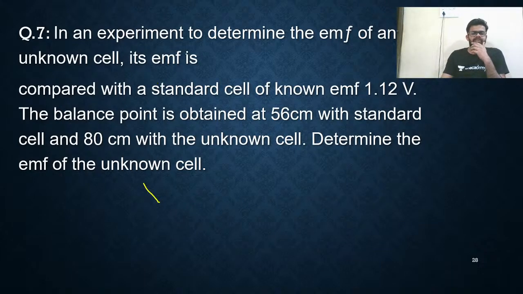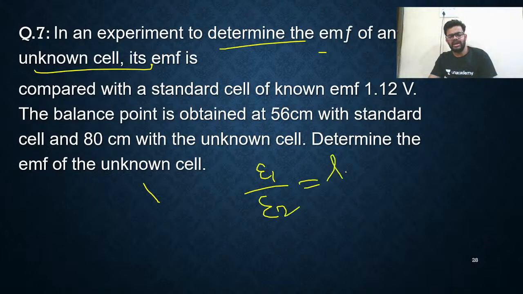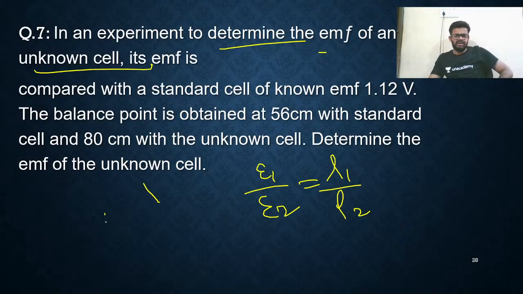So in the experiment to determine the EMF of an unknown cell, you have to find the EMF of an unknown cell, compared with the standard. So directly you can do how you will do. So E1 upon E2 will be equal to L1 upon L2. Okay. In the question it is given a standard cell is there, 1.12 volt.